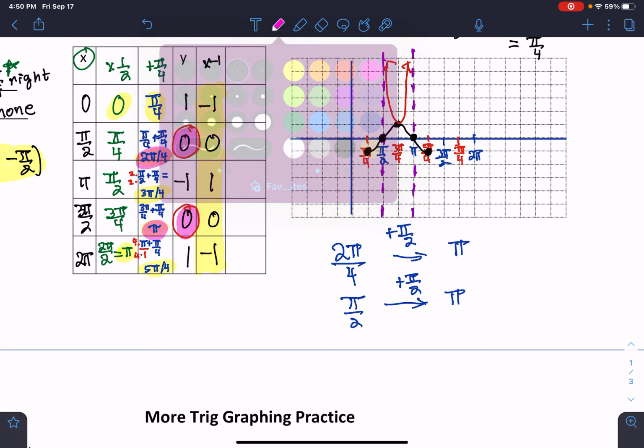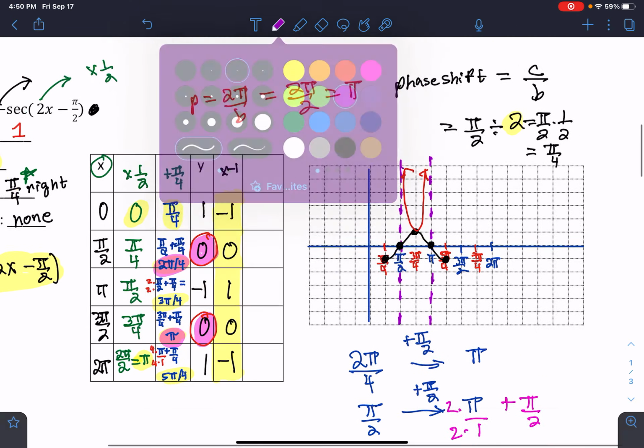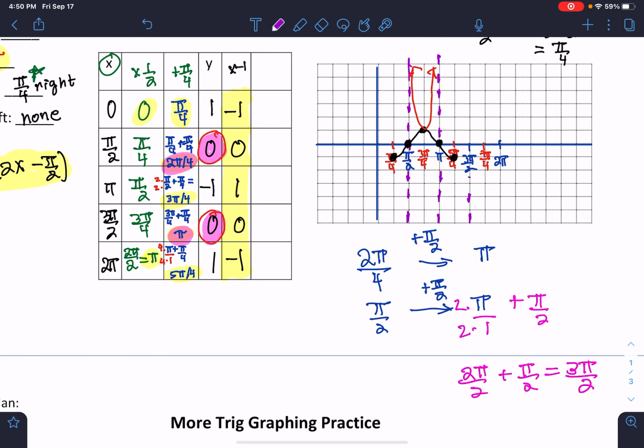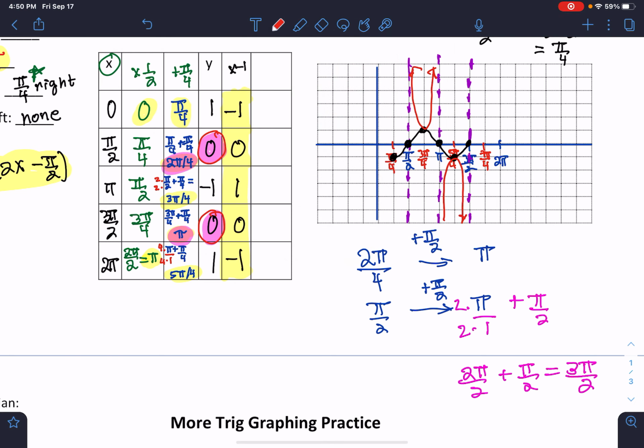So I can suspect that my next one is going to happen after another 90, which is 2 pi over 2 plus pi over 2, which is 3 pi over 2. So now at 3 pi over 2, I can make another asymptote. And I can take a guess that this is also going to be 0. And then I can draw my other graph going down that way. So that's all if you wanted to complete it. And that's what you have.